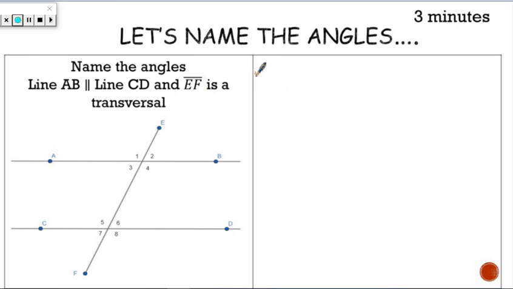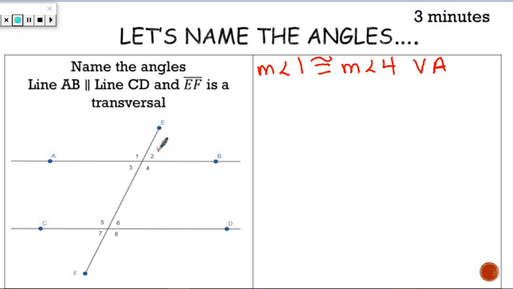So I'm going to say the measure of angle 1 is congruent to the measure of angle 4. And they are called vertical angles, and I'm going to write VA for short, so I don't have to write the whole thing. They're vertical angles.